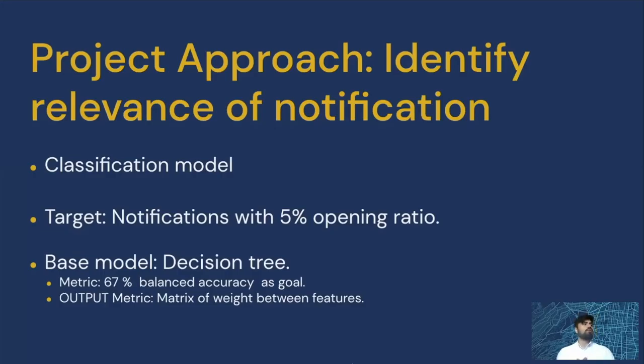So what we did with this information, we decided to identify the relevance of each notification. In order to do that, we created a classification model. The target was notifications with a 5% opening ratio. Why? Because of our skewed data. Our base model was a decision tree, and we tried to get a balanced accuracy of 67% and get as an output a matrix of features and the weight of the features.